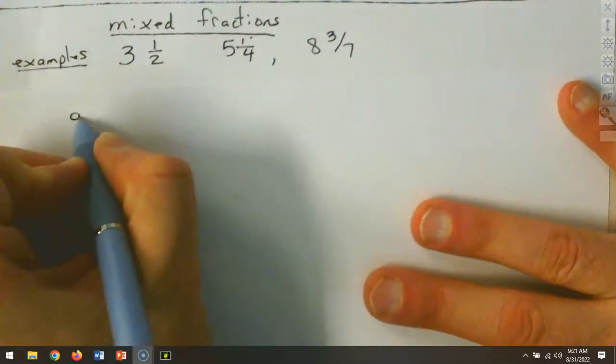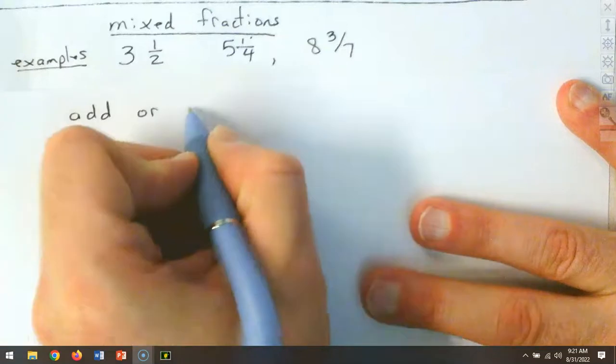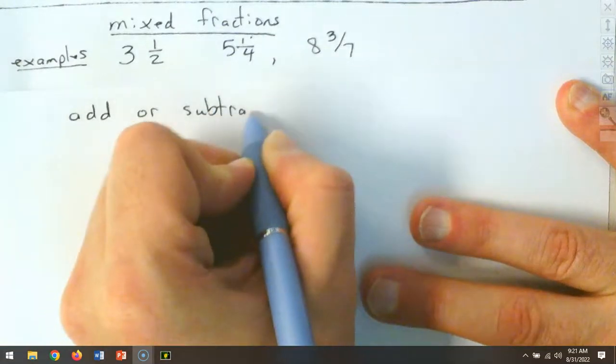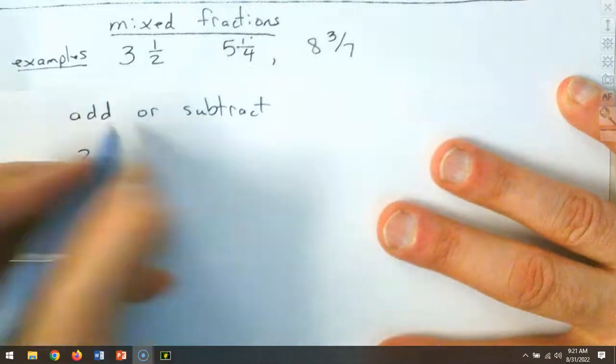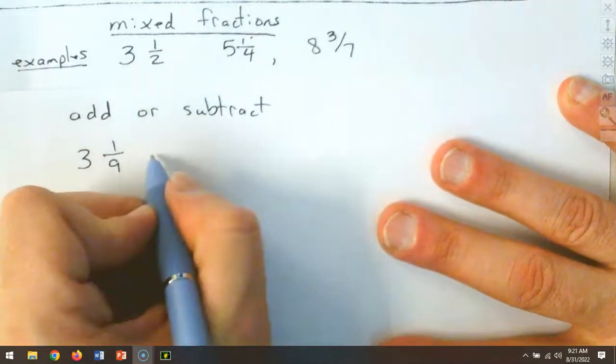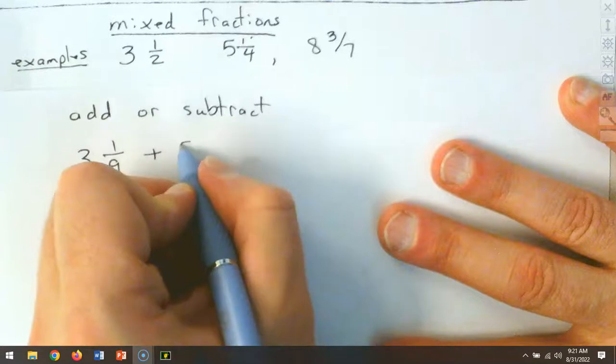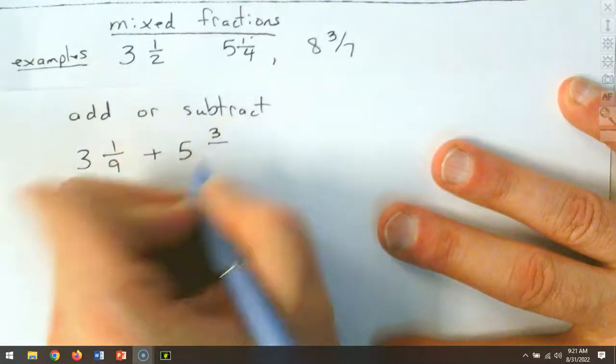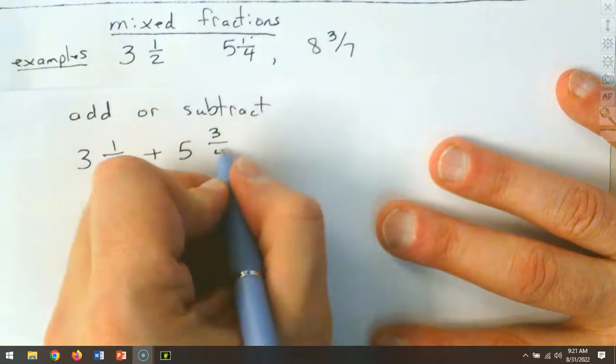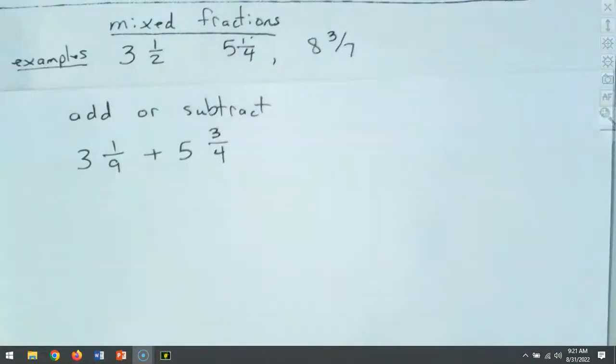So let's add or subtract some mixed fractions. We're going to either add or subtract these. Now, with mixed fractions, what we do is we look at the whole part first, we put those together, then we work with the fractions, and then we put it all back together.